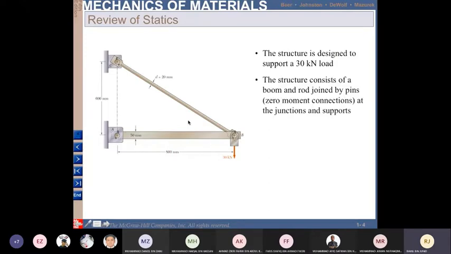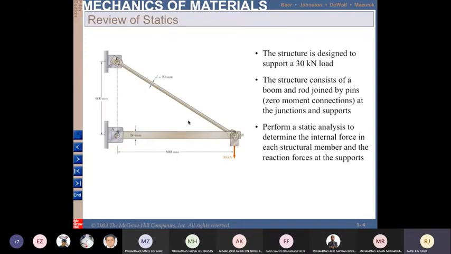So, the review of statics. Look at this example. We have a structure like this. This is a wall, and this is a wall. This is a beam. You know what is a beam? Beam, or boom in here, it says boom. So beam is a square shape, and it is long like this. This is a beam.